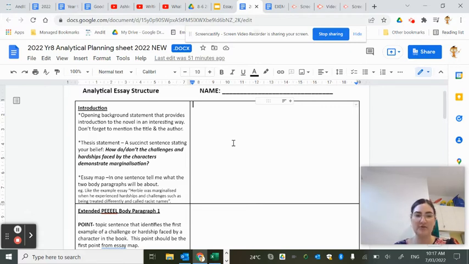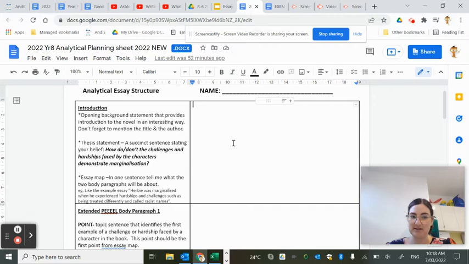So we all know that at the very beginning, you need to start with an opening background statement that introduces the novel. So you've got your title, you've got the author, the date that it was published. You would also have a sentence in there talking about the context, so that the novel is set to begin with in Afghanistan under Taliban rule in the 1990s, and it's about the journey of Mahtab and her family as they escaped for safety.